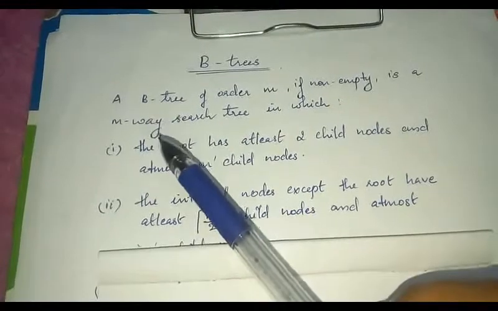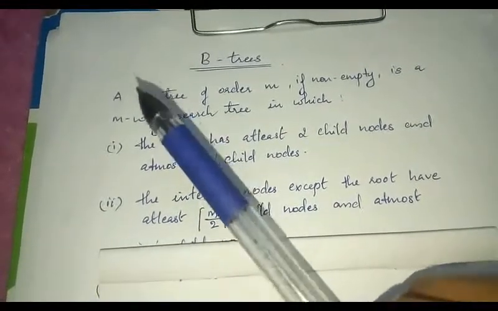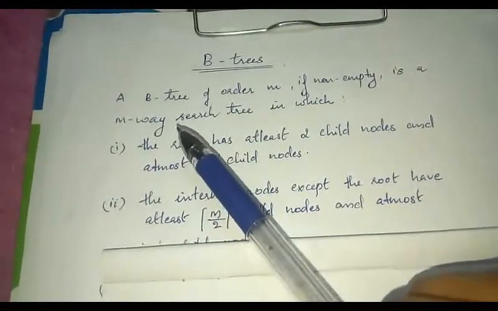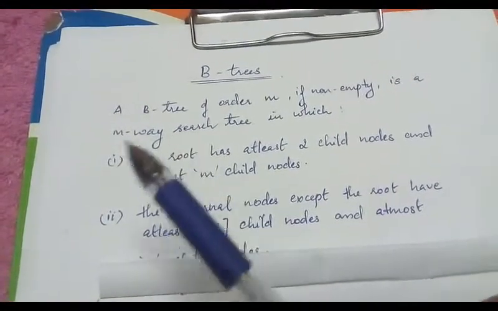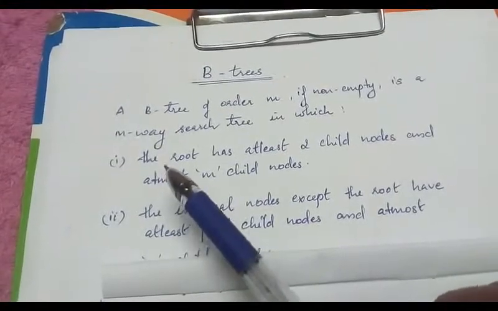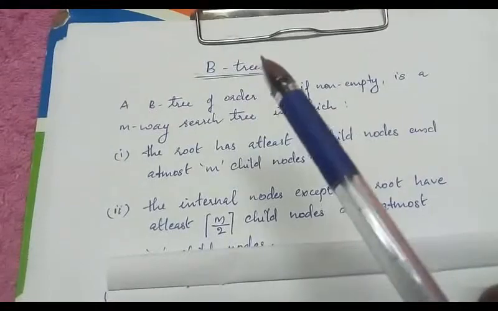Before, in a BST, a node can hold only one. BST means binary search tree. In a binary search tree, a node can hold only one key value. But in M-way search trees, the node can hold a maximum of M-1 key values and M branches.